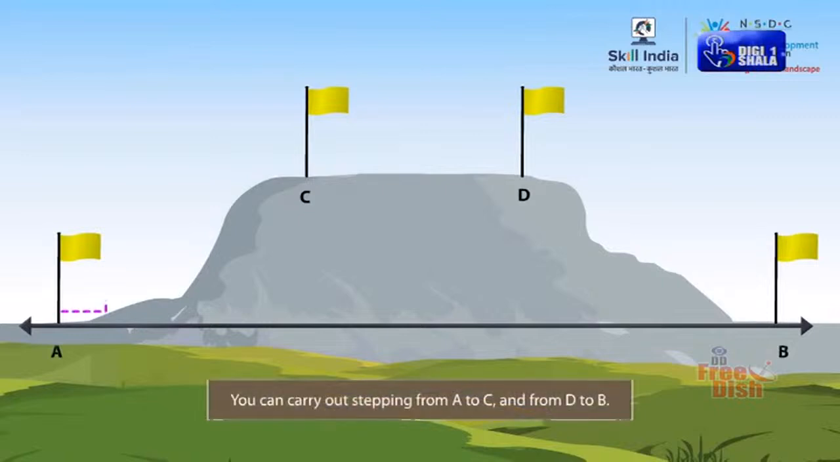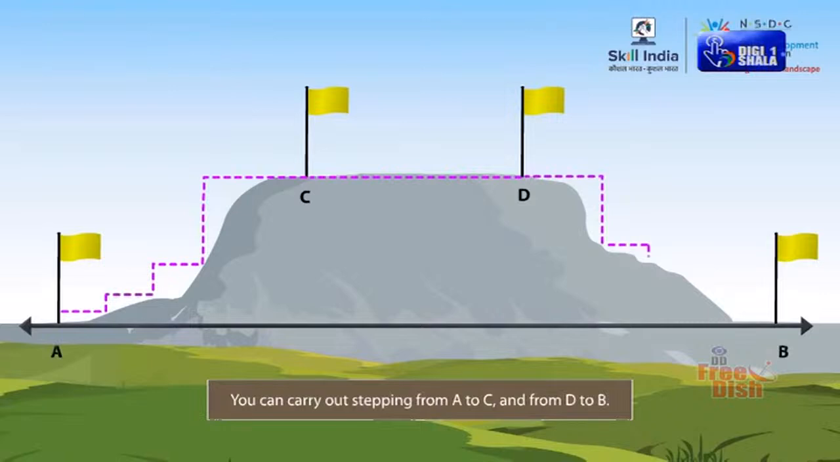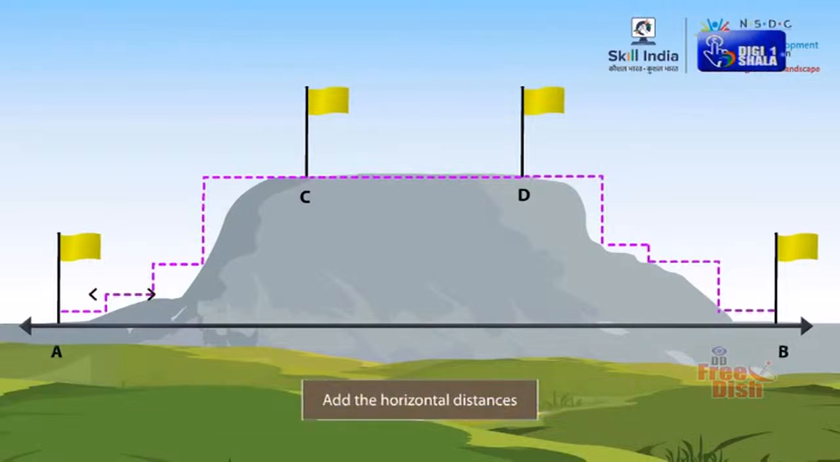Ranging between A and B is obstructed by the hill, but you can carry out stepping with the chain from A to the intermediate station C and from the intermediate station D to B. After that, add the horizontal distances of AC, CD and DB to obtain the distance between A and B.